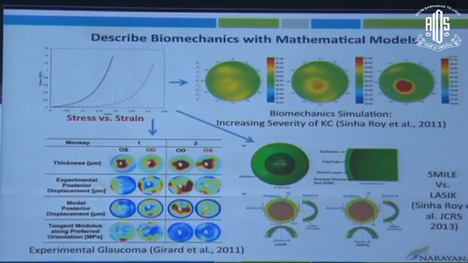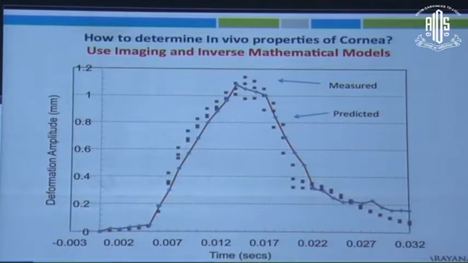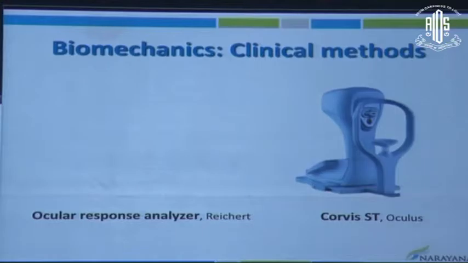Finally, we have something called mathematical modeling. Now, this is something which is cutting edge science, where you do not need to put anything there, but basically based on your mathematical data, you can actually calculate how strong the cornea is. As you can see here, you can actually have a model of advanced keratoconus. You can have models of different things. You can have a reverse model based on whatever biomechanical property you have.